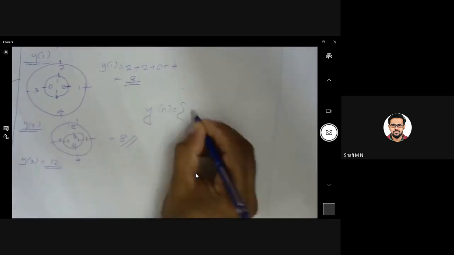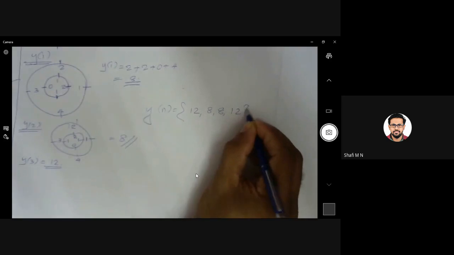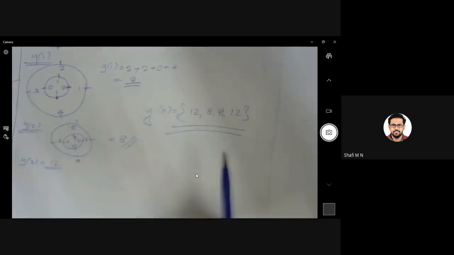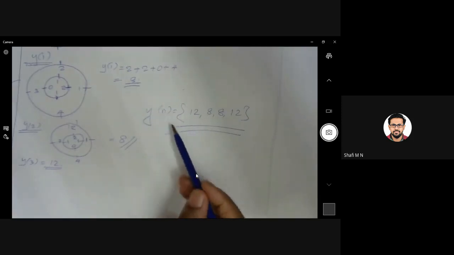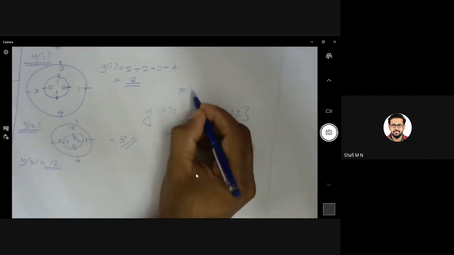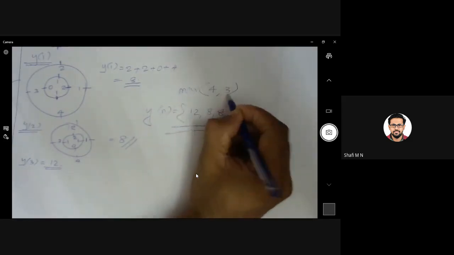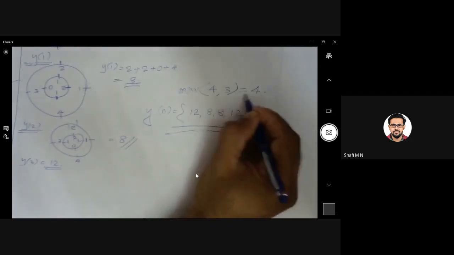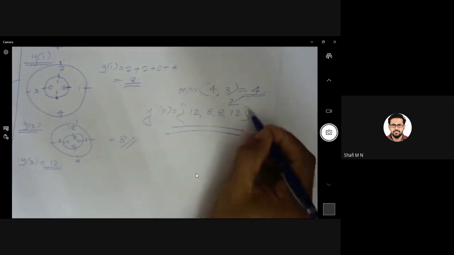Y of n equal to 12, 8, 8, 12. This is the result of circular convolution of 1 2 3 4 and 1 2 1. Your sequence was 1 2 3 4 and 1 2 1. The length of the first sequence is 4, the length of the second sequence is 3. So the maximum of this is 4. So the length of the result is 4. 1 2 3 4, 4 positions are there. So it's verified.